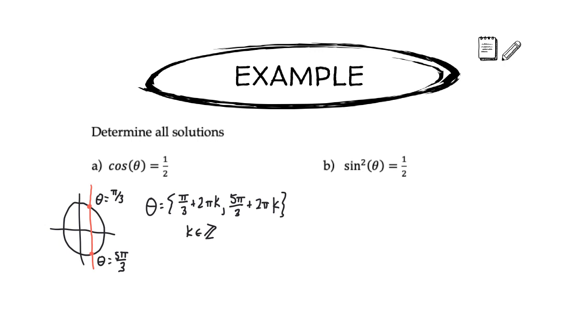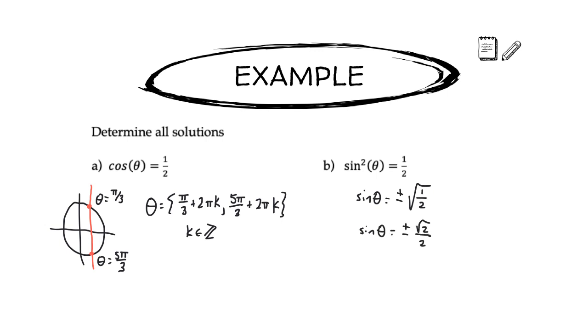For the second one, sine squared theta equals 1/2, I'll start by taking the square root of both sides. This will give me sine theta is equal to plus or minus the square root of 1/2. The square root of 1/2, of course, is also known as root 2 over 2.